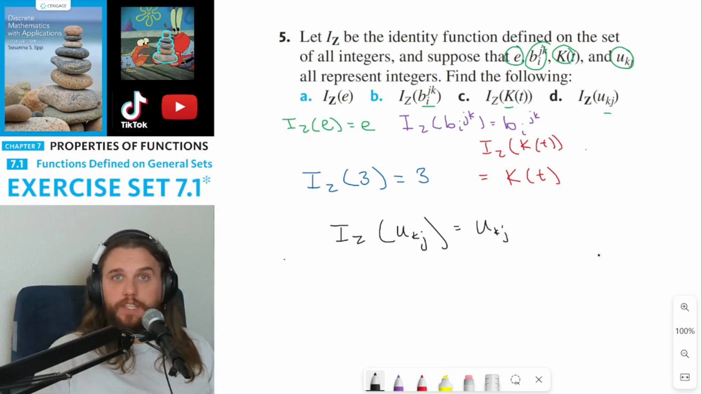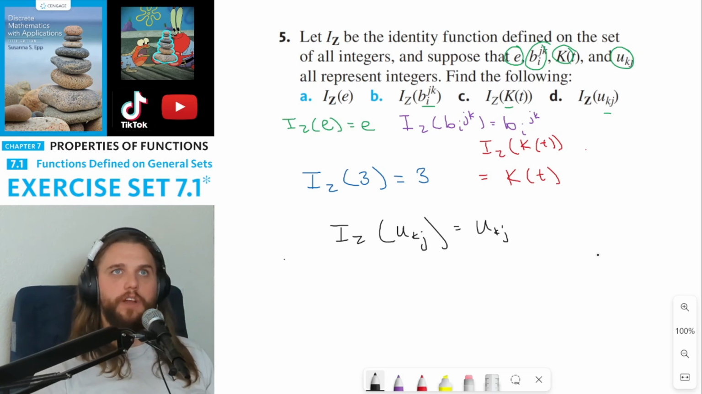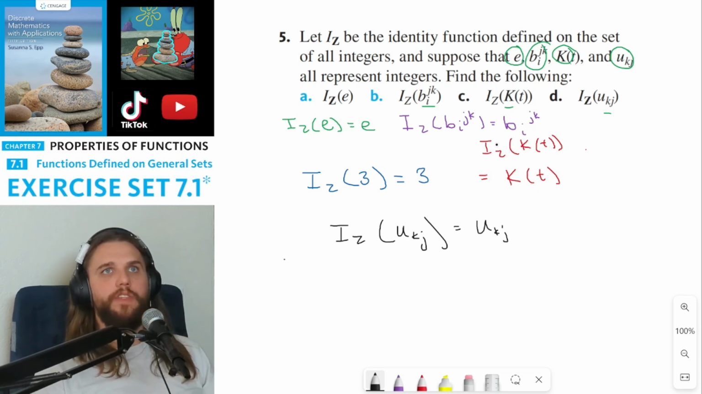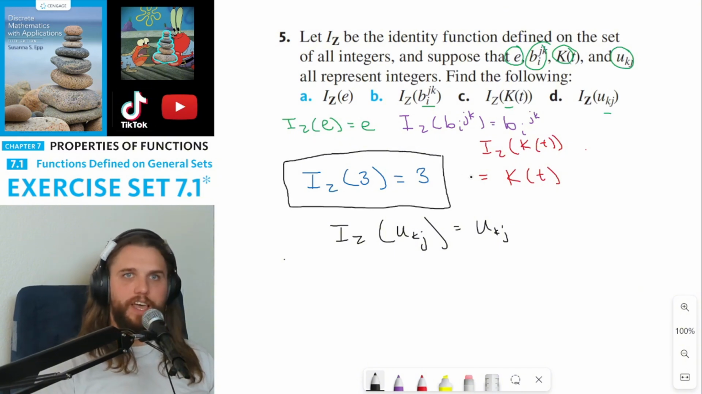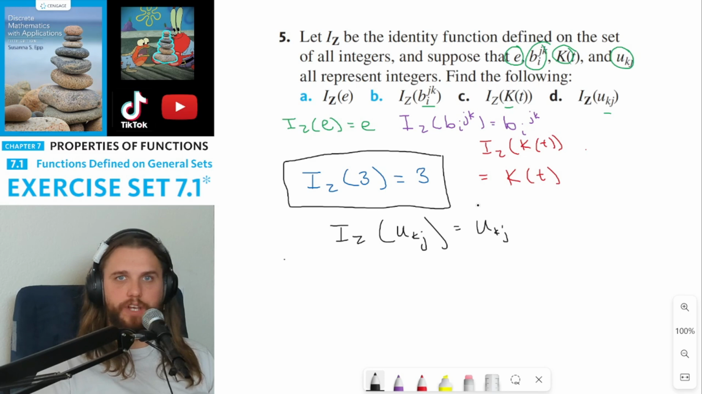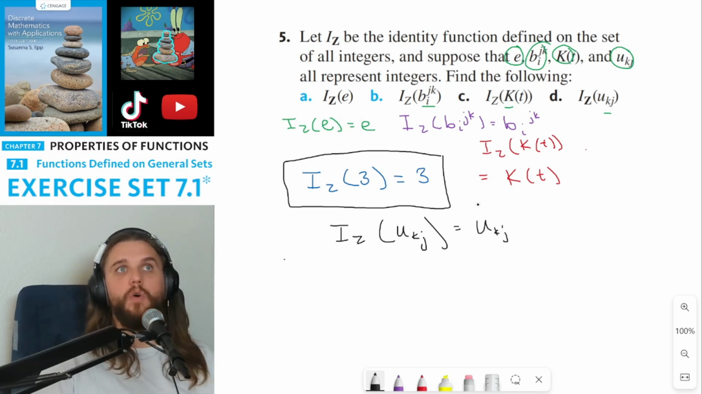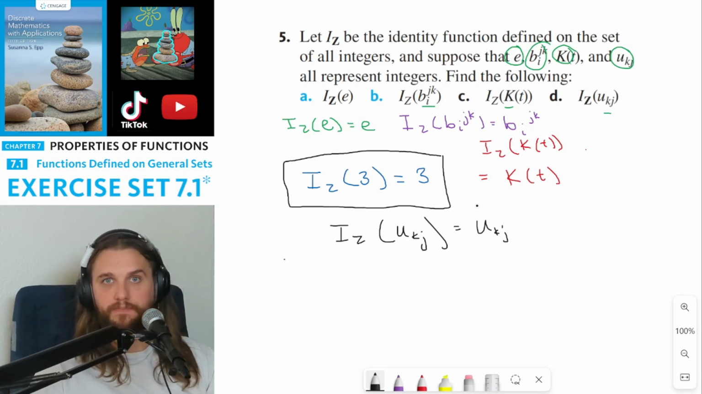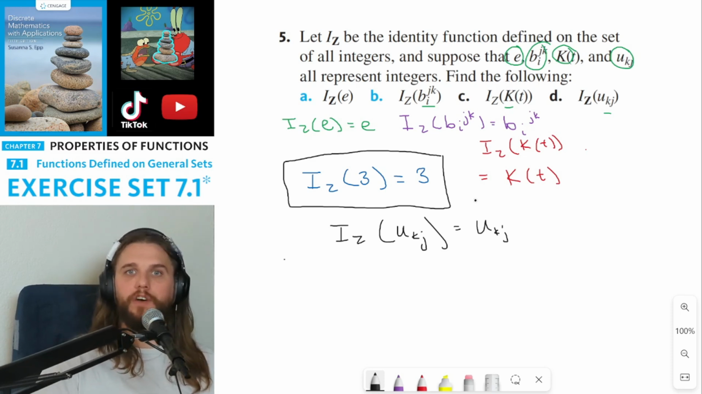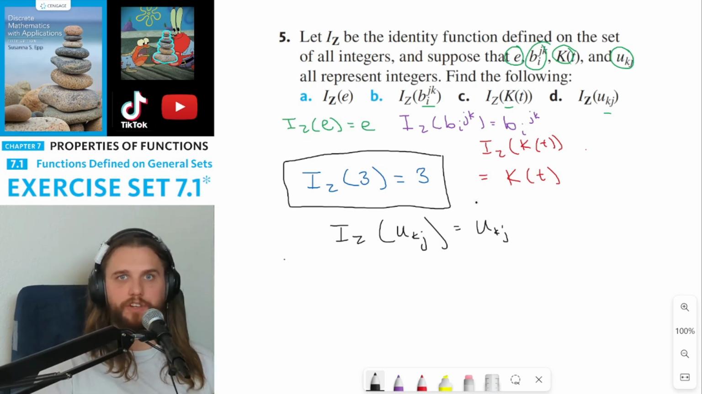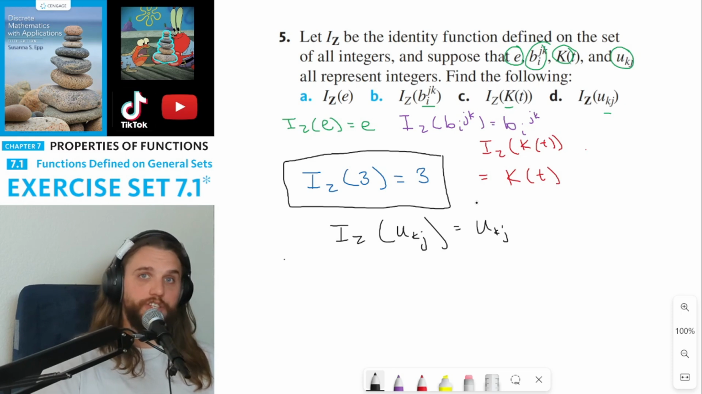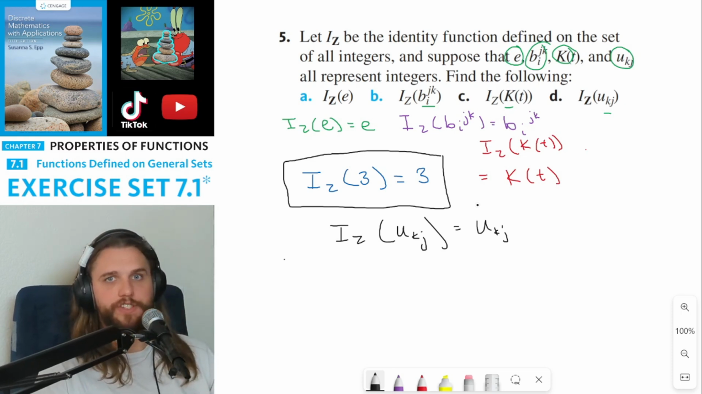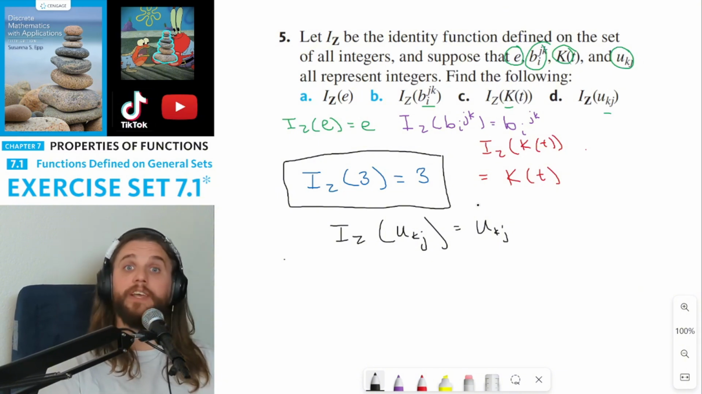Even though we don't know what this is, the notation looks weird, but all four of these parts are really just the same as this: I sub z of 3 equals 3. That's clear because this is what the identity function is meant to do. The output of the function is the same as the input of this function. But if we represent our integers with all these weird letters and symbols, the function itself stays the same. The output is still the same as the input.